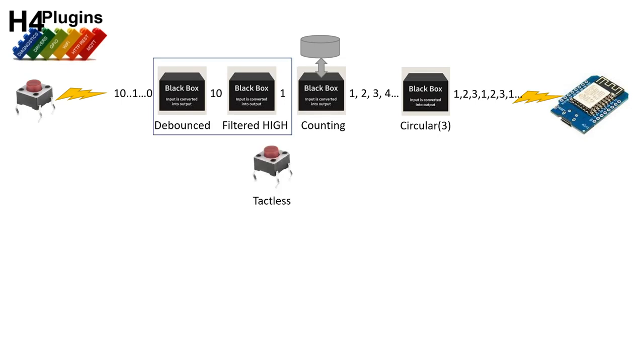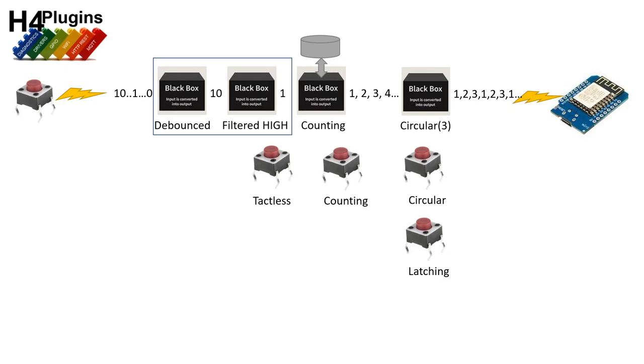So this is such a common pattern that it's got its own name. We call it a tactless. That's just my little joke. It was a tact button, which went up and down. Now it only goes down or up. So it's tactless. But that's a single stab function. Okay? The counting button exists as a counting button, and the circular button also exists. These are all things that you can call in your code like you do a debounced or a filtered.